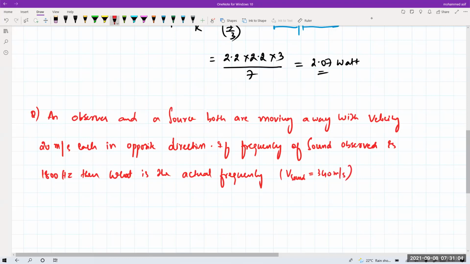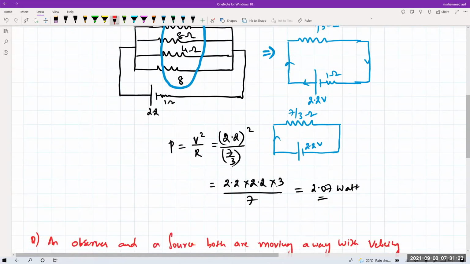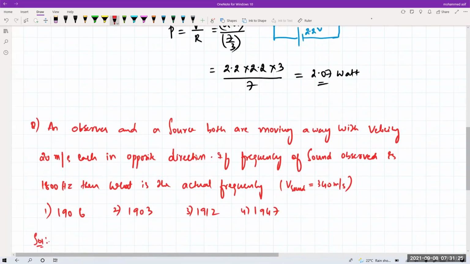Can anyone tell me the answer for this one, beta? I'm giving the options: 1906, second one is 1903, third one is 1912, and fourth one is 1947. These questions are for both of them, beta, because they're simple questions which can even be asked for your NEET examination as it is. That is the reason I'm discussing them here.